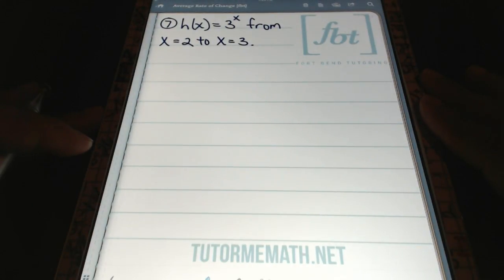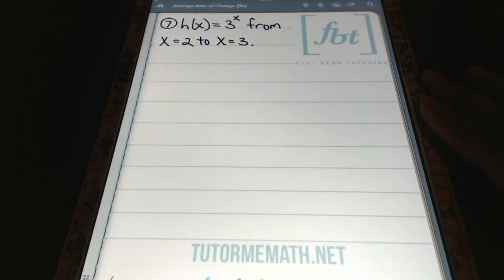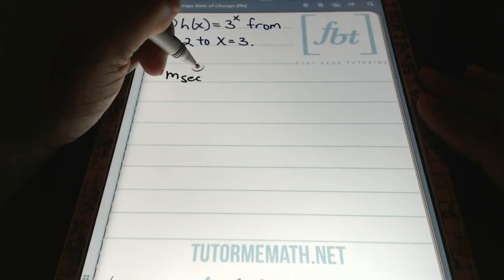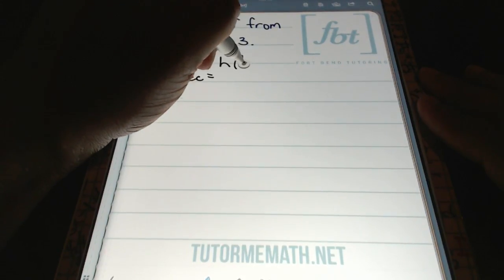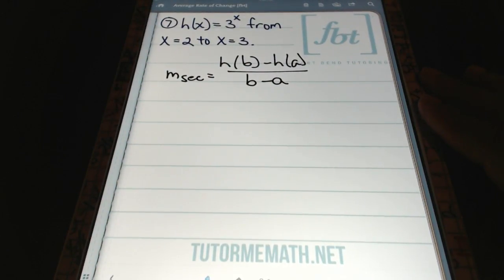We have problem number 7, and this is h of x. h of x equals 3 to the x power, and we're going to be moving from our x values 2 to 3. So we're looking at an exponential function right here, and we're going to be finding the average rate of change for this. If I were to rewrite my formula here for finding the slope of the secant line, because the name of my function is h, I can rewrite that formula as h of b minus h of a divided by b minus a, and this will give me the average rate of change here.